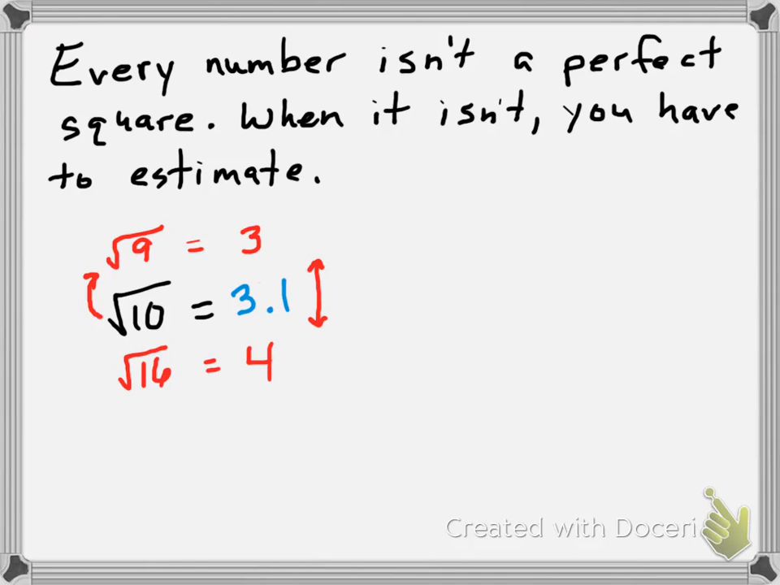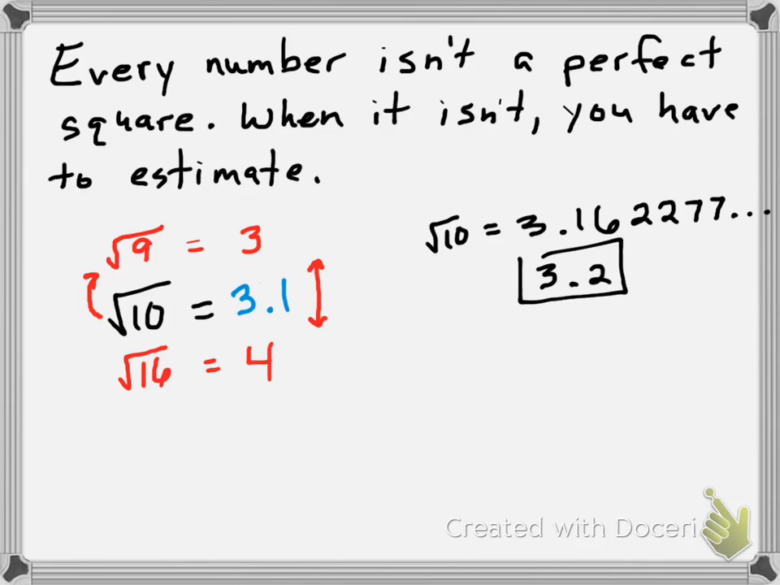That's my estimate. This is how we estimate square roots. You find the perfect square that's smaller than it, and the perfect square that's bigger than it. And then you know it's got to be somewhere between the two. Now, if I put this in the calculator, the square root of 10 is 3.162277, and it keeps going on.